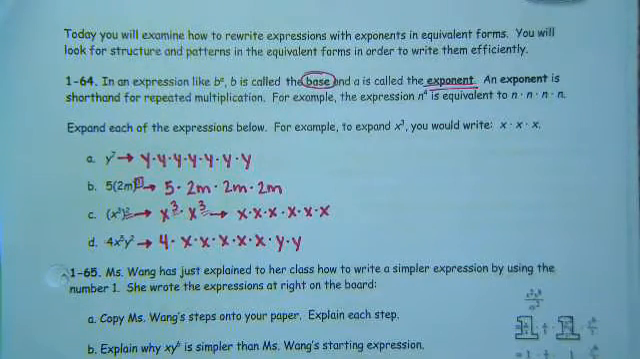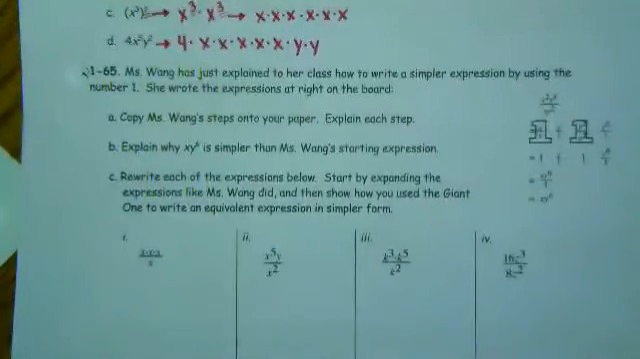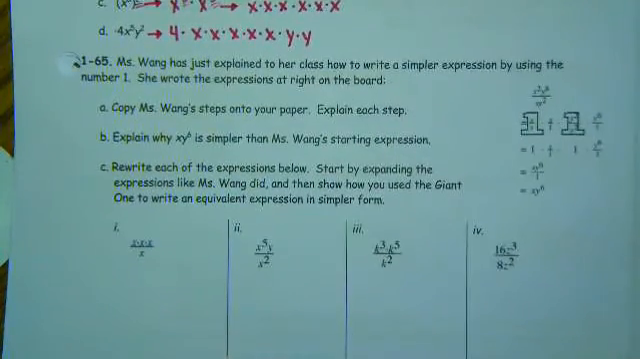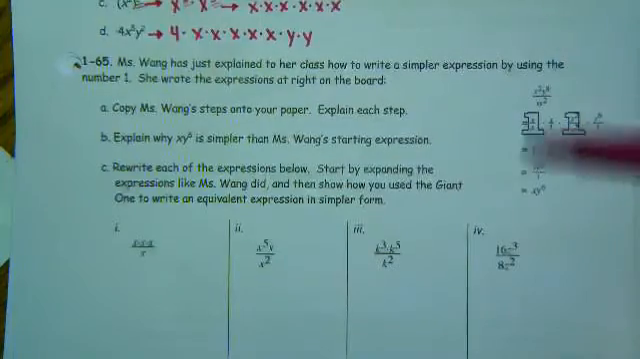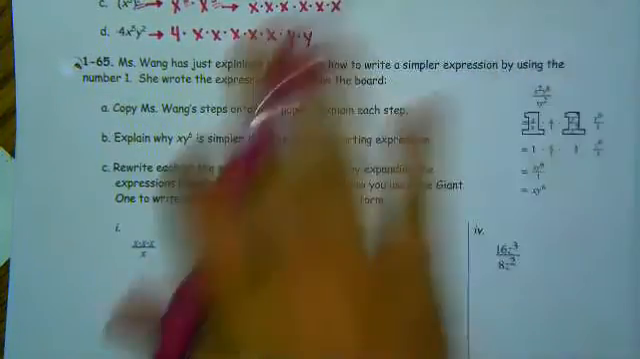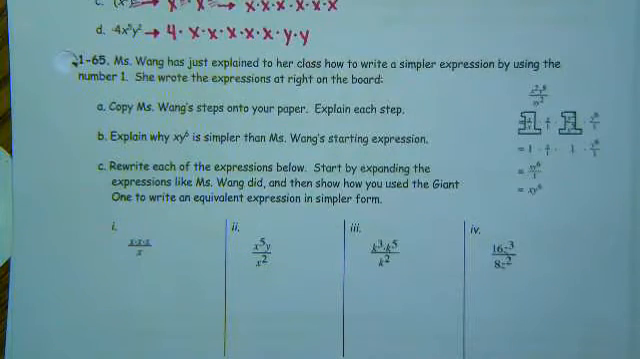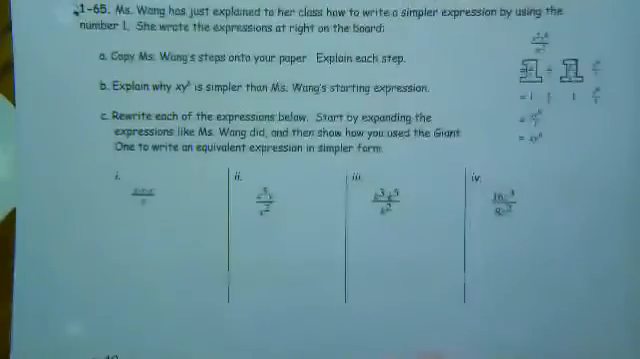The reason that it is important to know how to expand it out is because when we move down to number 65, expanding out the problem is going to be very helpful. Now, in these problems, it's talking about this problem over here, and this is a little bit complicated. So I'm just going to move right down to here. Essentially, it is saying that it wants you to expand out and then use a giant 1, which I call a magic 1, to write an equivalent expression in simpler form. So we're just trying to simplify the expressions.